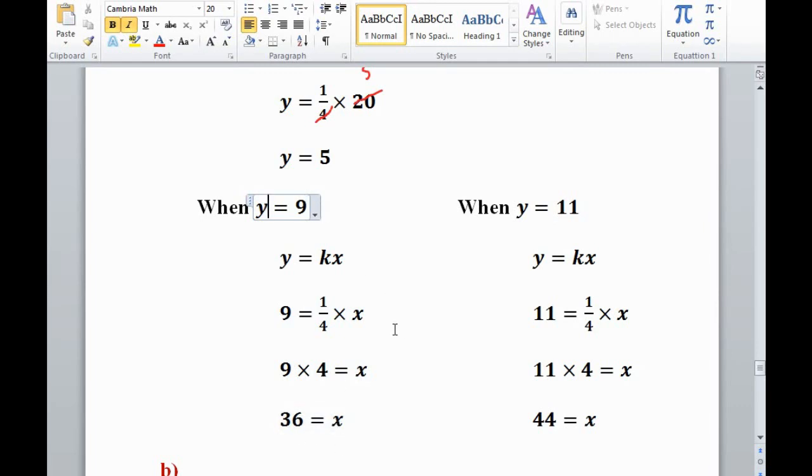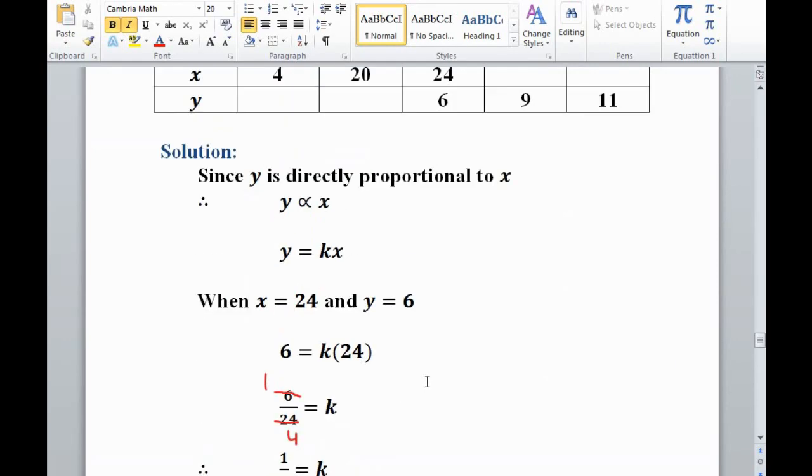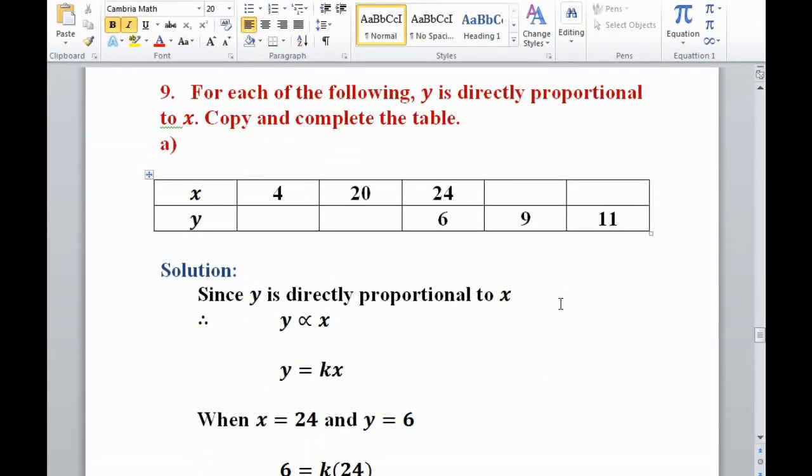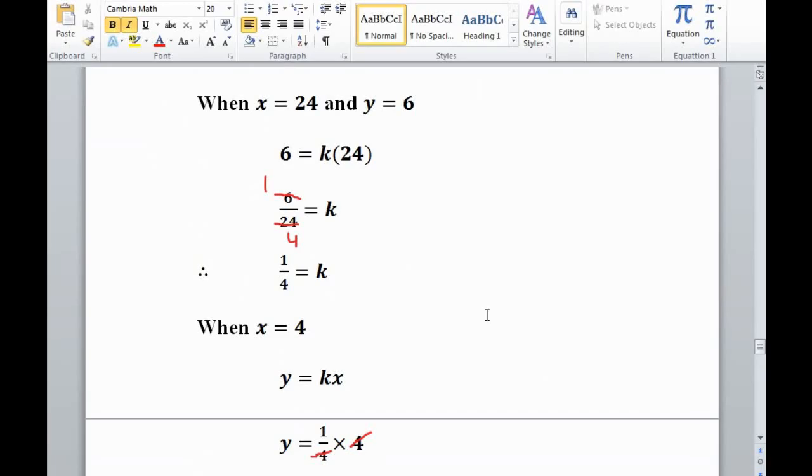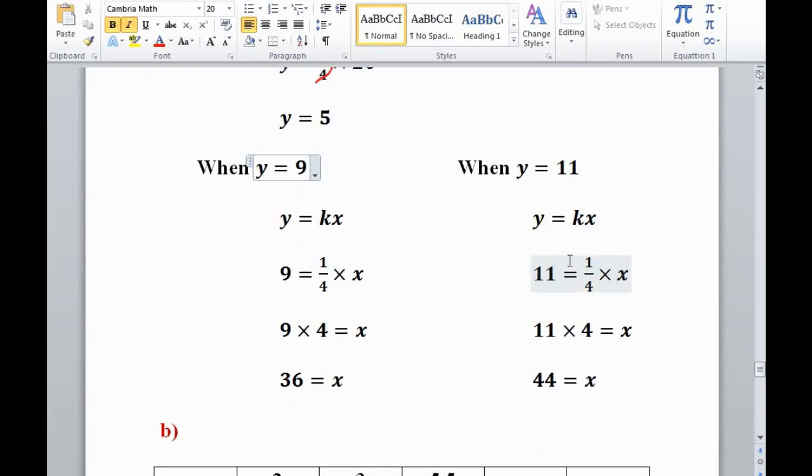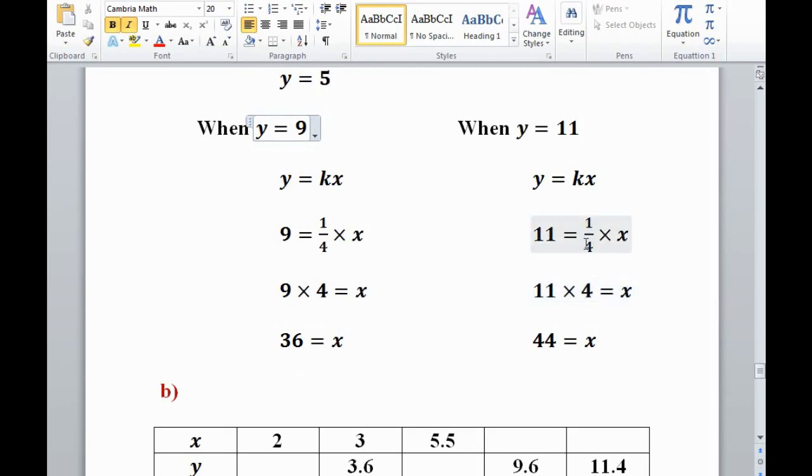When y equals 9, x is 36. And now the last column from this table is y equals 11, and we will be finding the value of x. When y equals 11, and we know that k is 1 upon 4, this equation becomes 11 equals 1 upon 4 times x. Again, we are finding the value of x, so I'll take this 1 upon 4 to the other side, where it becomes 4 upon 1, or simply 4. And then on the left side, let's take the product of 11 and 4. Their product is 44, which is the value of x when y equals 11.